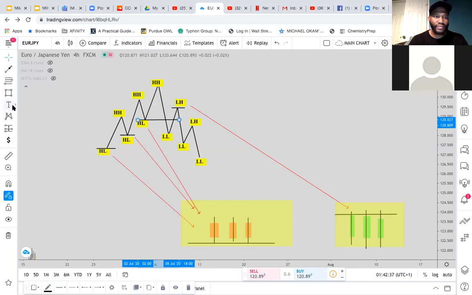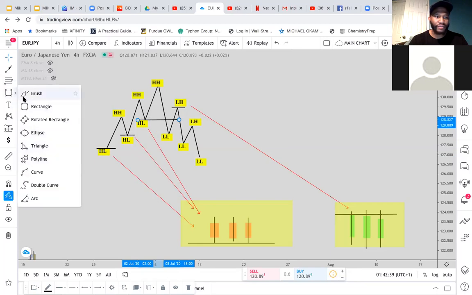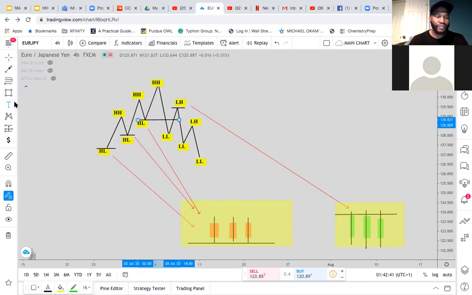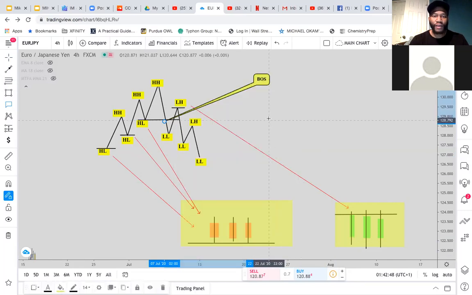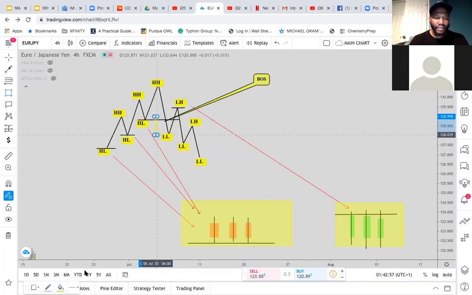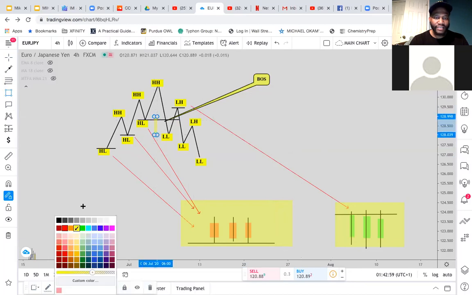So we call this a break of structure. That's how you know there's been a transition within the trend. So we'll say BOS, break of structure, structure broke, right? And how do we know when structure is broken? Does this tell us structure is broken?